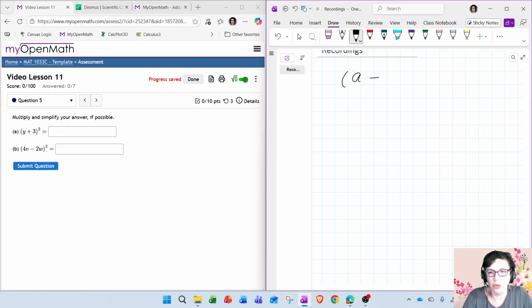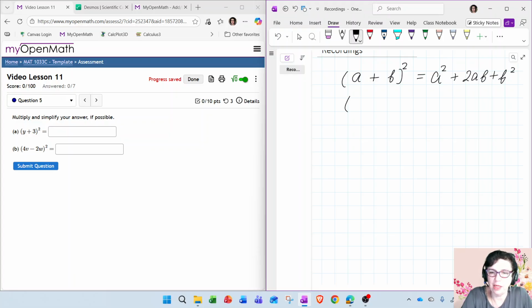Whenever you add two terms and then square them, the formula says first you have to square the first term. Then you have to square the last term. Finally, you have to multiply the first and the last term and then multiply that by 2. Okay, that's called the binomial squares pattern.